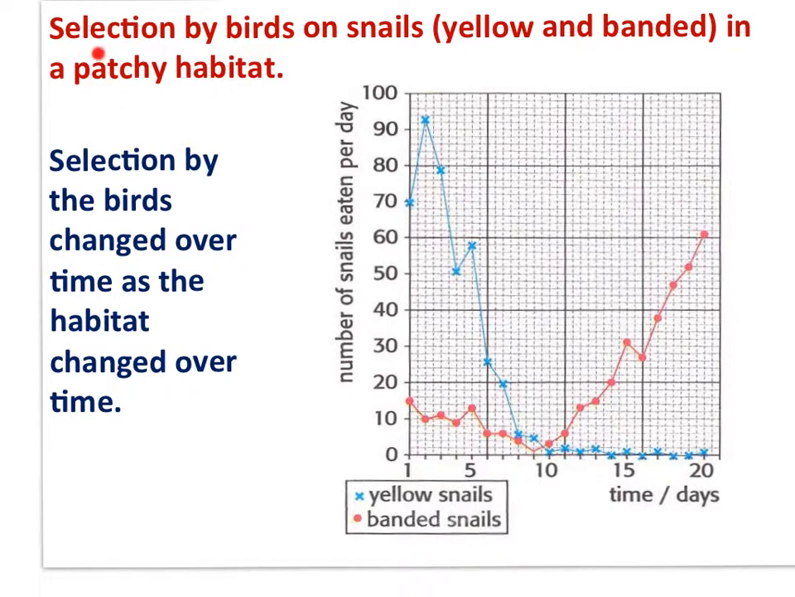This graph shows selection by birds on snails, various morphs of snails in a patchy habitat over time. We can see that the yellow snails are selected heavily early and that the banded snails are selected heavily late. The habitat might be patchy across space, as it was in the last example, but it might also be patchy over time, allowing different colors of snail to be favored at different times of year, thus maintaining both colors over longer periods of time. This is balanced polymorphism.